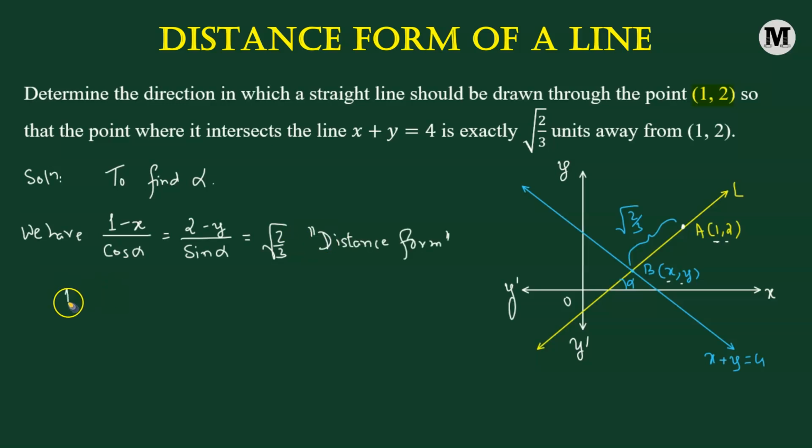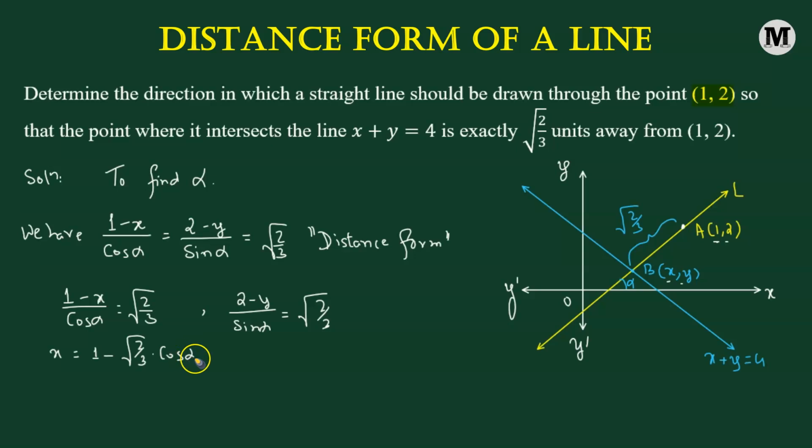In other words, we can rewrite the equation as (1 - x)/cos alpha = √2/3, and (2 - y)/sin alpha = √2/3 as well. Here we can isolate x and y. So x equals 1 minus √2/3 times cos alpha, and y equals 2 minus √2/3 times sin alpha.